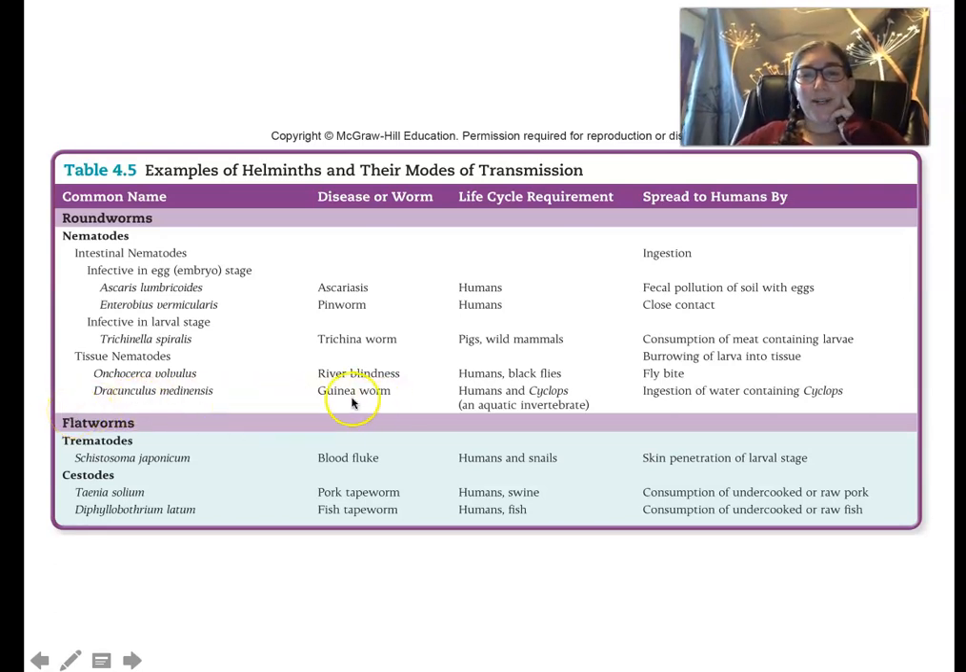Dracunculus, the guinea worm. This one's fun. The adult lives under the skin and forms a blister with a little opening, and it becomes very inflamed and hot and it burns. And so when you have a swollen, burning part of your skin, what do you want to do? You want to put it in water so that you can cool it off.